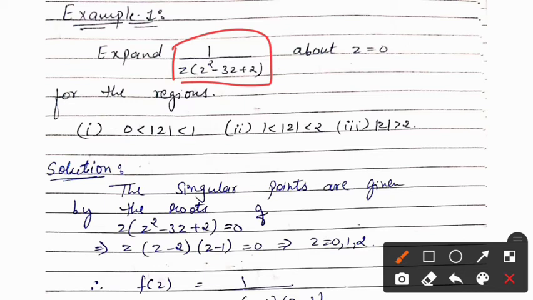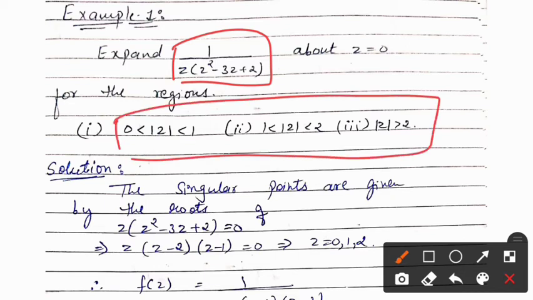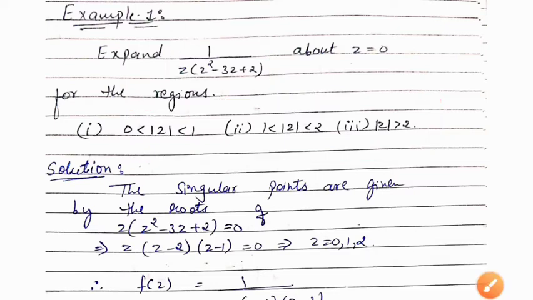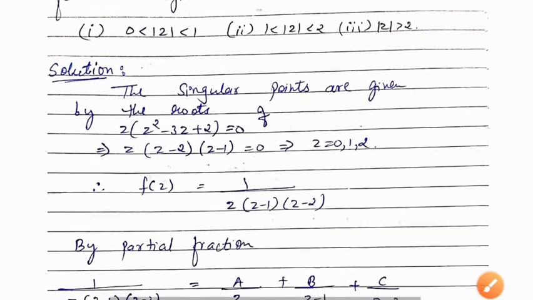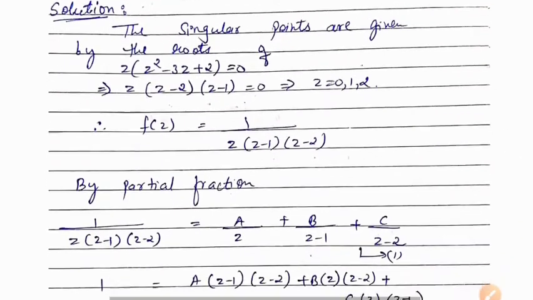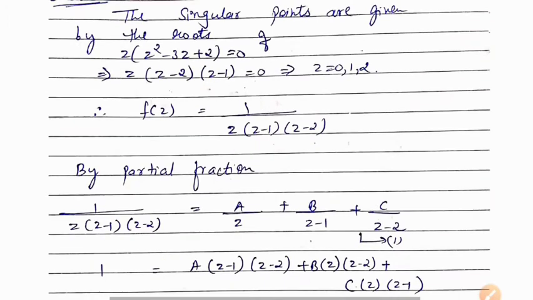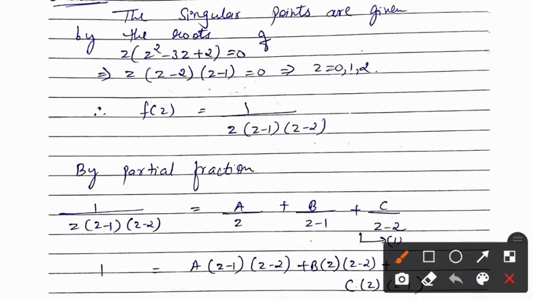See now, here you have been given one function, that is 1 upon z into z square minus 3z plus 2, and you have been given some regions. You have to solve this f of z using these regions and you have to find the Laurent series. Okay, so first, whenever you are given some function and you have to solve using the given regions, then first you have to find the singular points. Now what are the singular points?